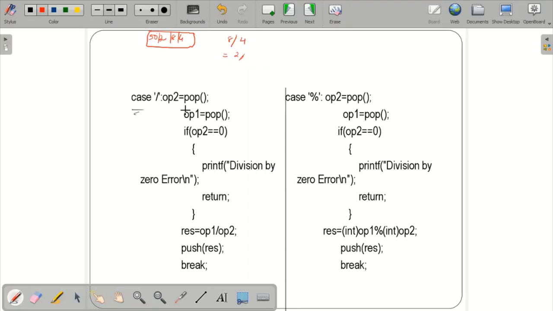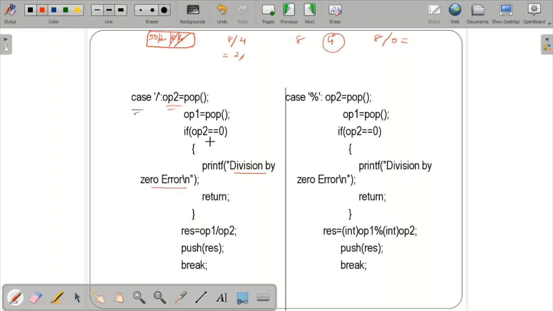Now over here, op2 I popped, that is 4 I popped, and op1 I popped. I wrote it like this, 8 and 4. If op2 is equal to 0, in our case it is not equal to 0. In case it is 0, what would it be? 8 by 0, infinity result, right? So that is not possible. So for that you write division by 0 error.